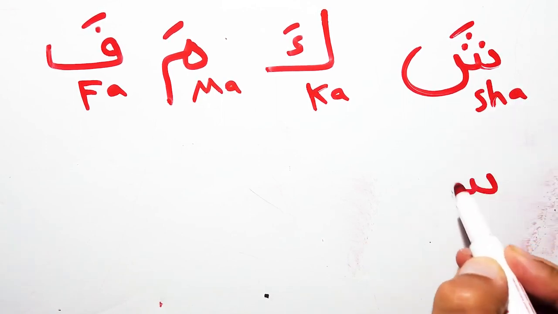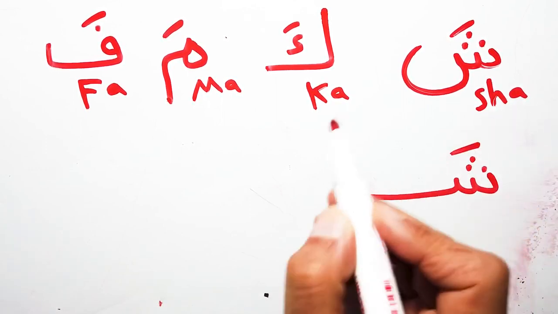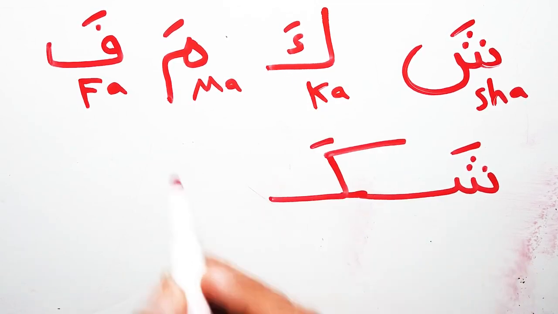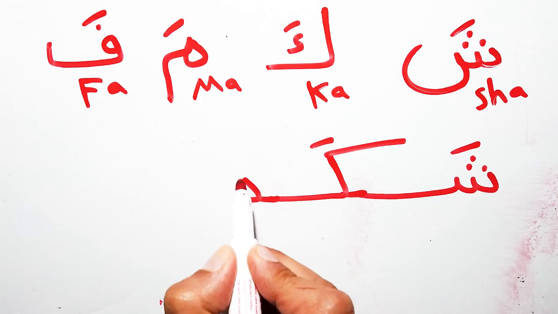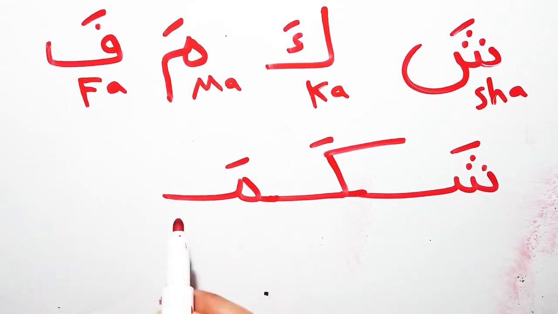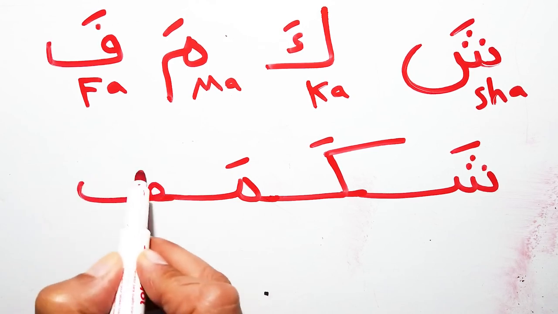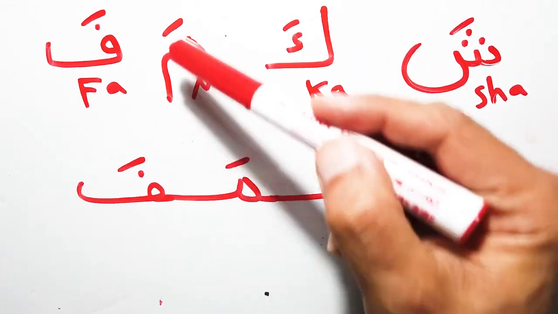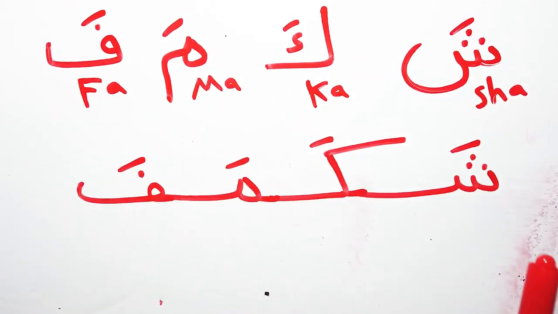Okay, let's connect all of them together. Sha in the beginning of the word. Ka in the middle of the word. Ma here, it's considered in the middle as well because I'm gonna add another letter in the end, which is fa. So as you see here, sha, ka, ma, fa. Let's read it. Okay, it sounds crazy. Shaka ma fa, shaka ma fa. I don't know what does it mean.